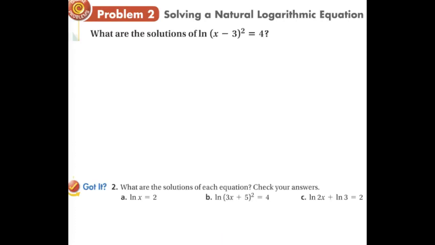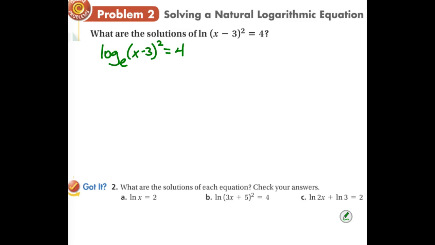All right, so for the first one, we have the natural log of (x minus 3) squared equaling 4. What is your base when you see ln, natural log? Base e. Okay, we use the abbreviation ln, but I could have written this as log base e of (x minus 3) squared equals 4. Okay, it means the same thing.